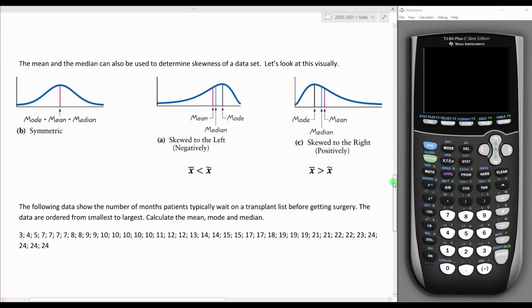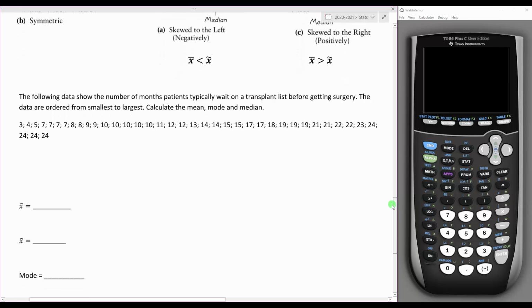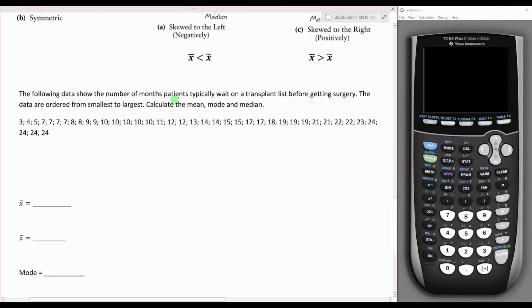All right, so let's take a look at an example. I've got a data set here: the number of months that patients typically wait on the transplant list before getting surgery. The data is ordered from smallest to largest. You're welcome. We're going to calculate the mean, the mode, and the median, all three measures of central tendency, then compare the mean and the median and see what the shape of this distribution is without constructing a histogram. Let's give it a try.